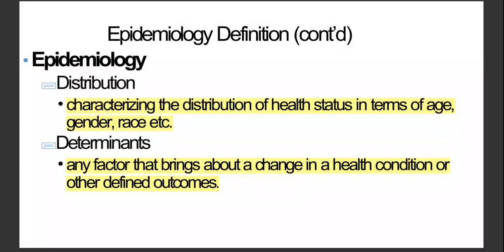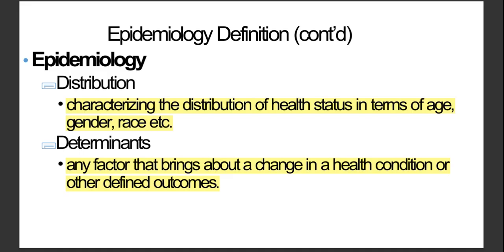If we say distribution, distribution is characterizing the distribution of health status in terms of age, gender, and race. So if we say this disease is distributed in this way, what we mean is who, what age is affected, what gender is affected, which area is affected, which kind of people, which race is affected, or which social status is affected. The rich, most of the diseases are actually happening. We have got the diseases of the rich and the diseases of the poor. So that's distribution. All those things fall under distribution.